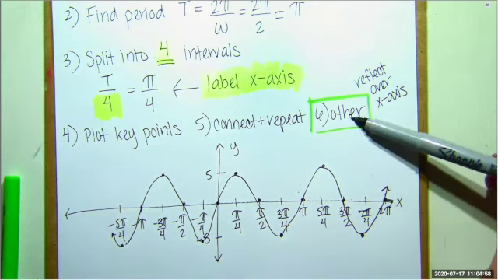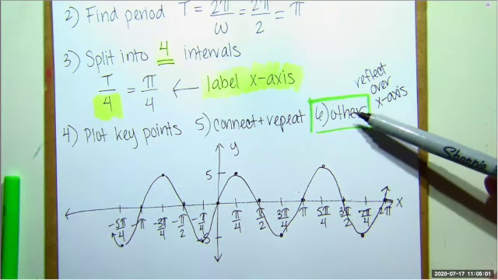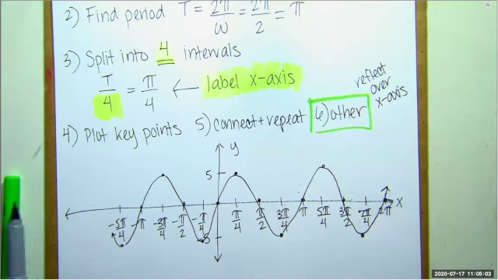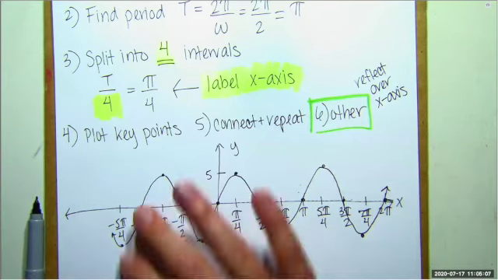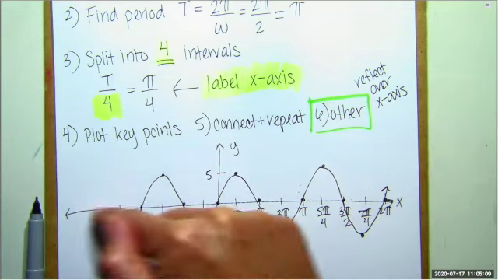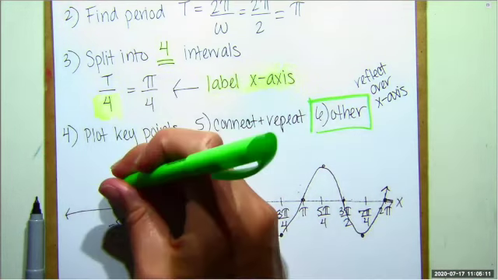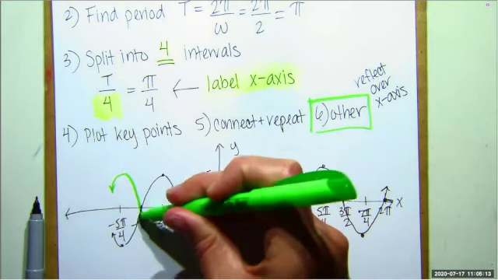We have one more transformation. We have our reflection over the x-axis. So I'm going to do this in a different colored pen. This black line is not my final answer. If I take this black graph and I reflect it over the x-axis, my final answer will actually look like this.